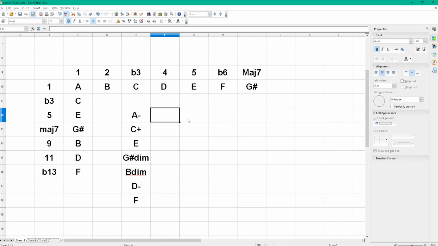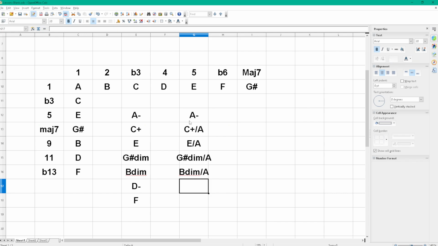So in terms of slash chords, we can think of this as simple A minor, obviously. And this becomes C augmented over A. Same way this becomes E over A. We have G sharp diminished over A, B diminished over A, D minor over A, and F over A.